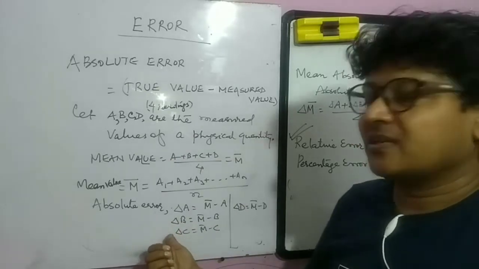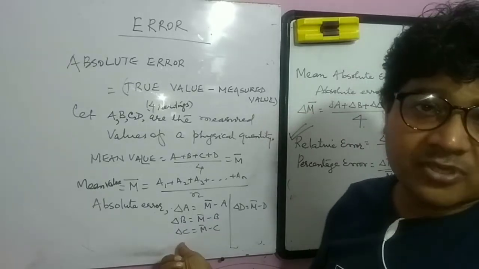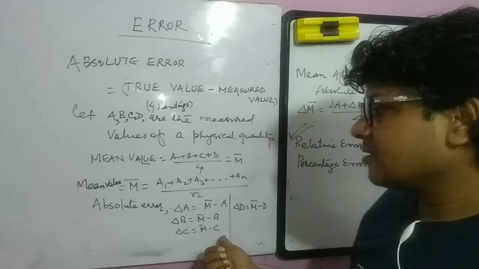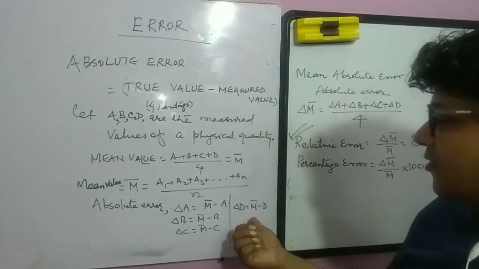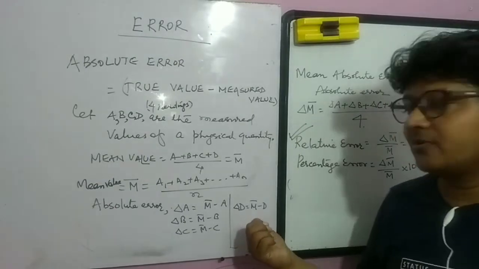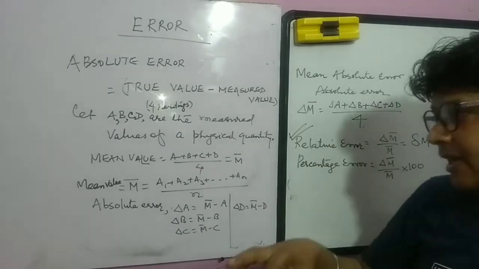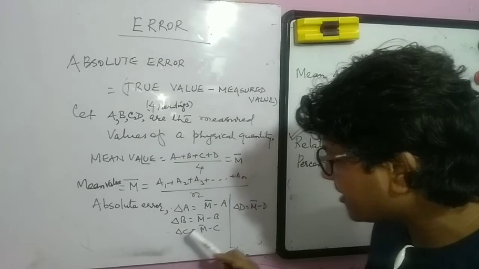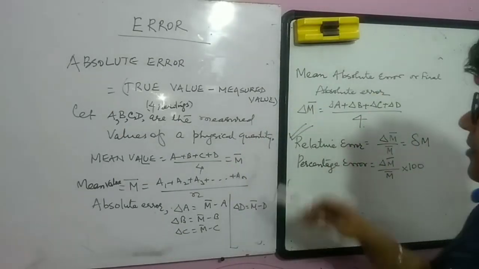Absolute error in B will be equal to mean value minus measured value. Absolute error in C will be equal to mean value minus the measured value. Absolute error in D will be mean value minus the measured value, right? So we can get absolute error. So for mean absolute error we are taking the mean of delta A, delta B, delta C and delta D divided by 4. So this is called mean absolute error.